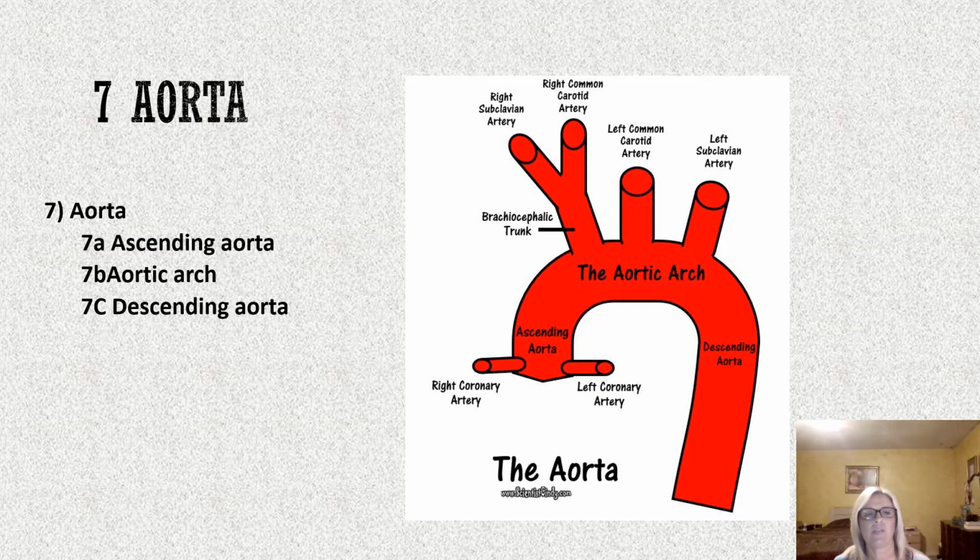So here we're looking at the aorta, and we do have 3 parts to the aorta. If I asked you what this vessel is, depending on where it's pointing to, you could say the aorta, the ascending aorta, the aortic arch, or the descending aorta. And you can see that it has the subclavian, common carotid, and brachiocephalic trunk coming off of these as well, and then it branches on out from the coronary arteries.